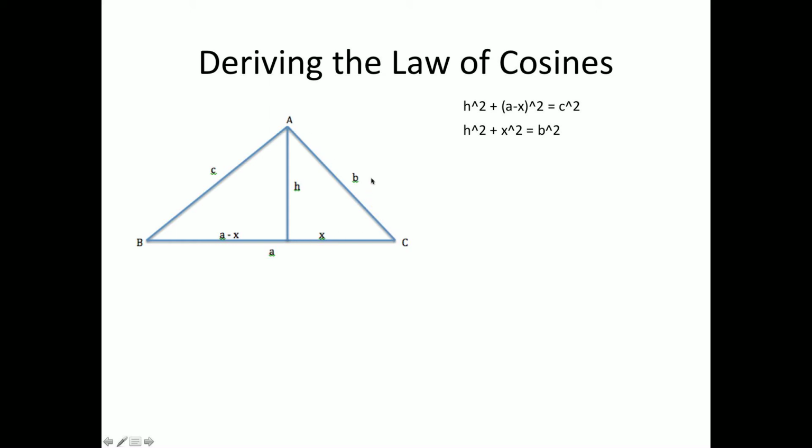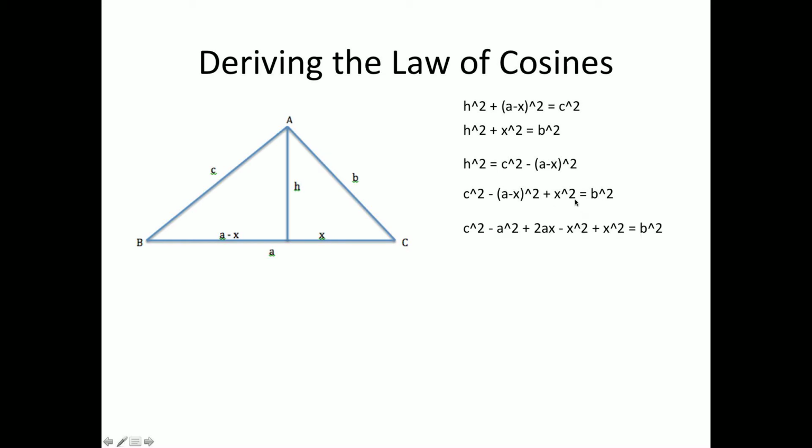equals b squared. The next step is we take this first equation and move everything around so that we're solving for h squared. Now that we know what h squared equals, that would be c squared minus (a minus x) squared, we can plug it in for h squared in the second equation. So now we're working with the second equation, and that gives us c squared minus (a minus x) squared plus x squared equals b squared.